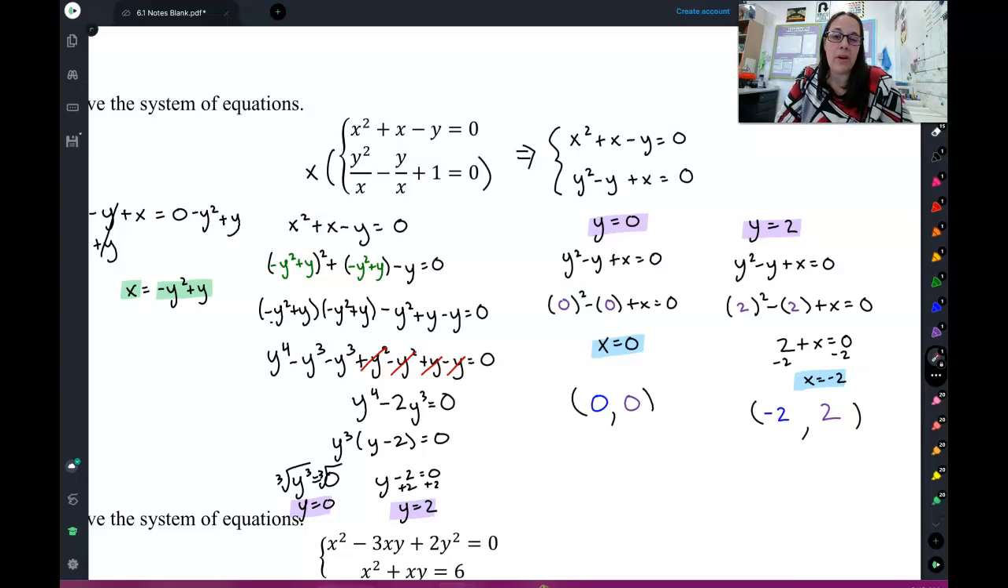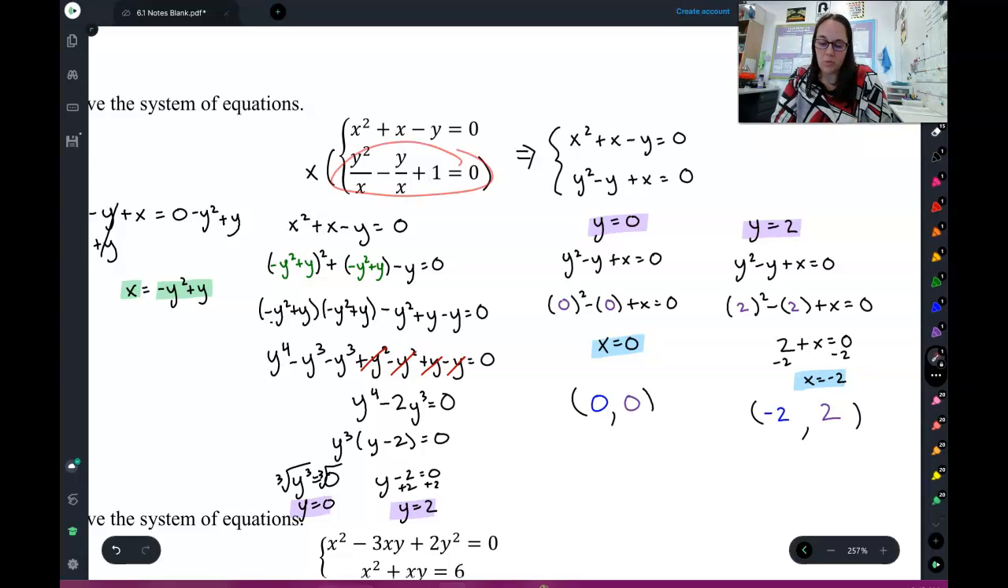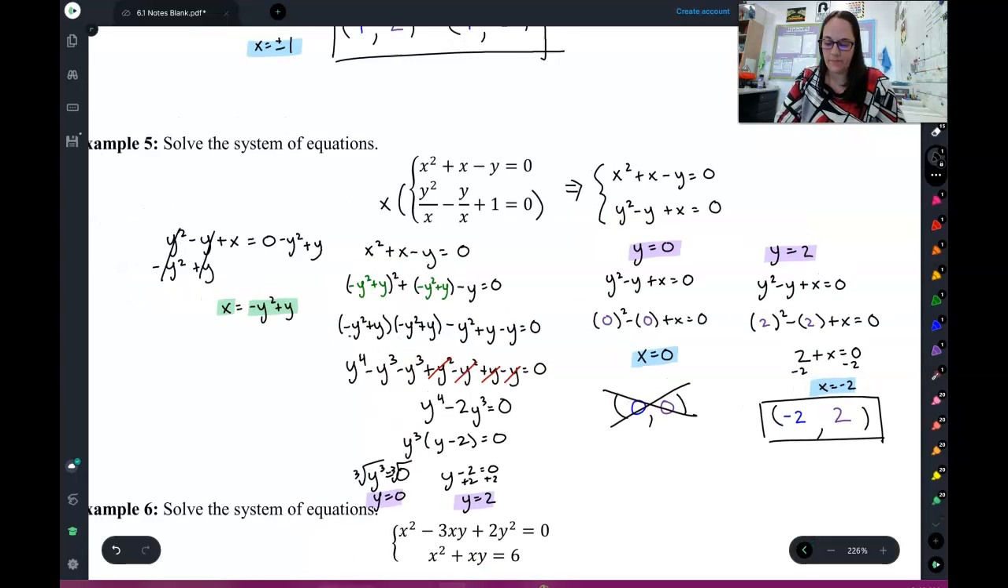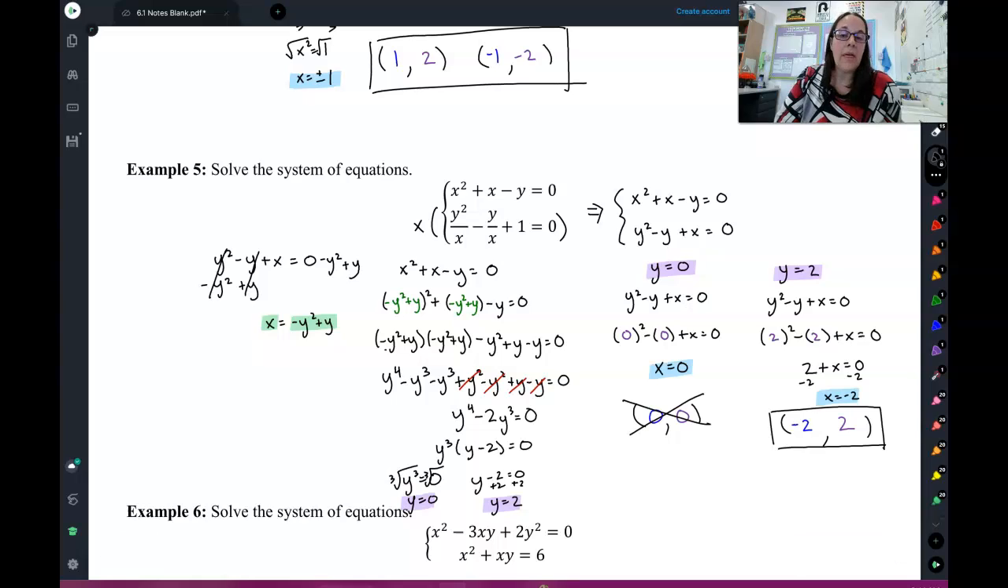Now, you may have already noticed one of those doesn't work very quickly. This one. If I plug 0, 0 into this one, I'm going to end up dividing by 0, which doesn't work, which means that is a fake solution. This is the only real intersection point. So, there's your first example of a much more complicated nonlinear system of equations.